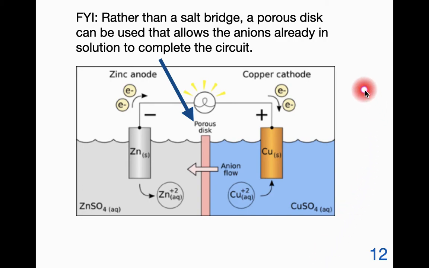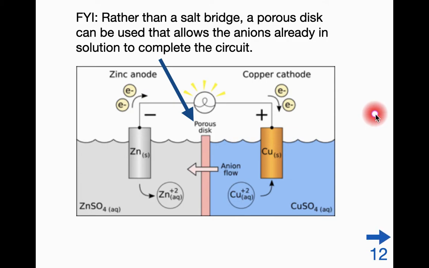Okay, and this is just FYI, just in case you should see this at some point in time. Rather than a salt bridge, a porous disk can be used that allows the anions already in solution to complete the circuit. So rather than a salt bridge, you can have this semi-permeable porous disk, and the anions in the solution, in this case sulfate, can transfer through to complete the circuit. Just another way. It's the same concept, just a different way of closing the circuit.